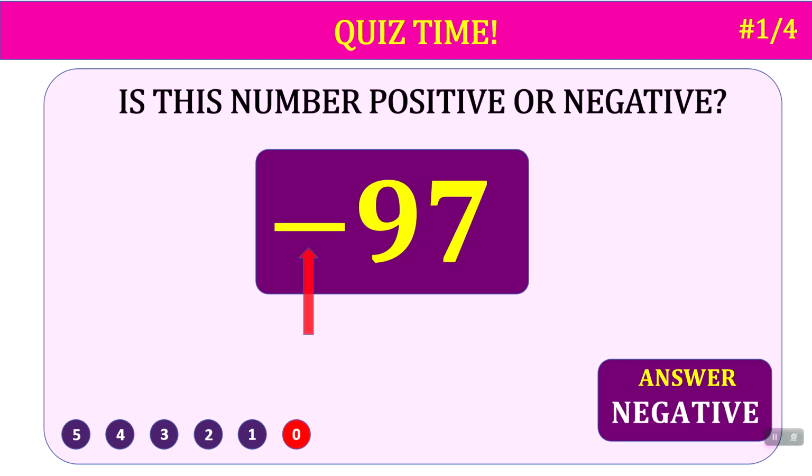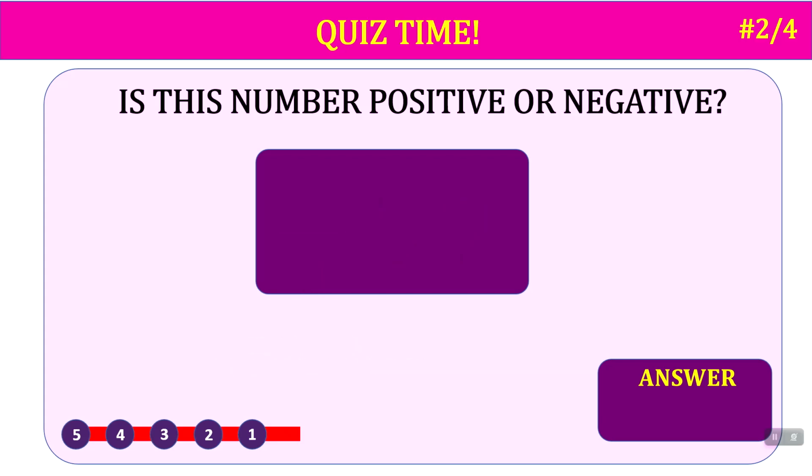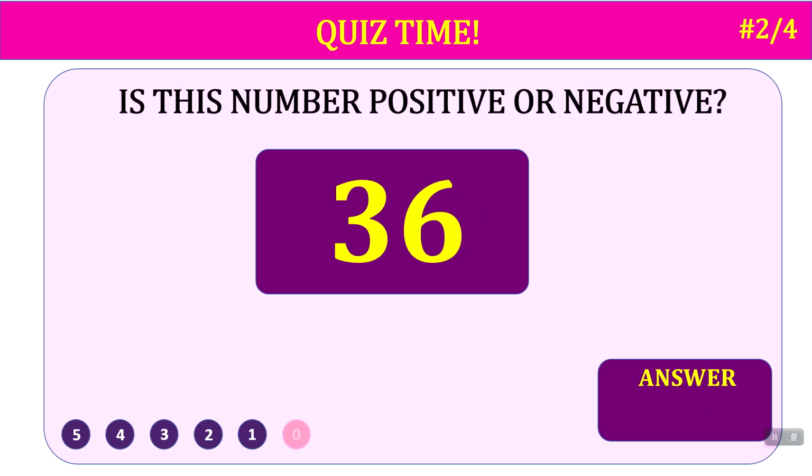That was easy because we see the negative sign. Negative numbers have a negative sign, and minus 97 is negative. Number 2, 36. Time's up. 36 is positive. Even though we don't see a positive or a plus sign in front of it, we know that numbers without a sign are all positive.